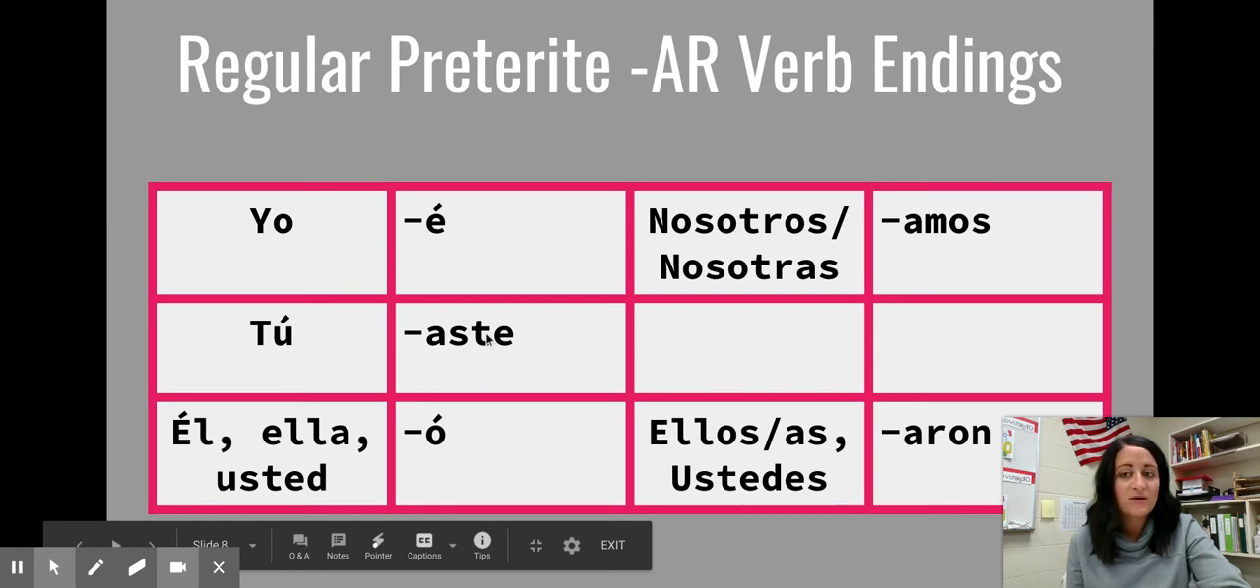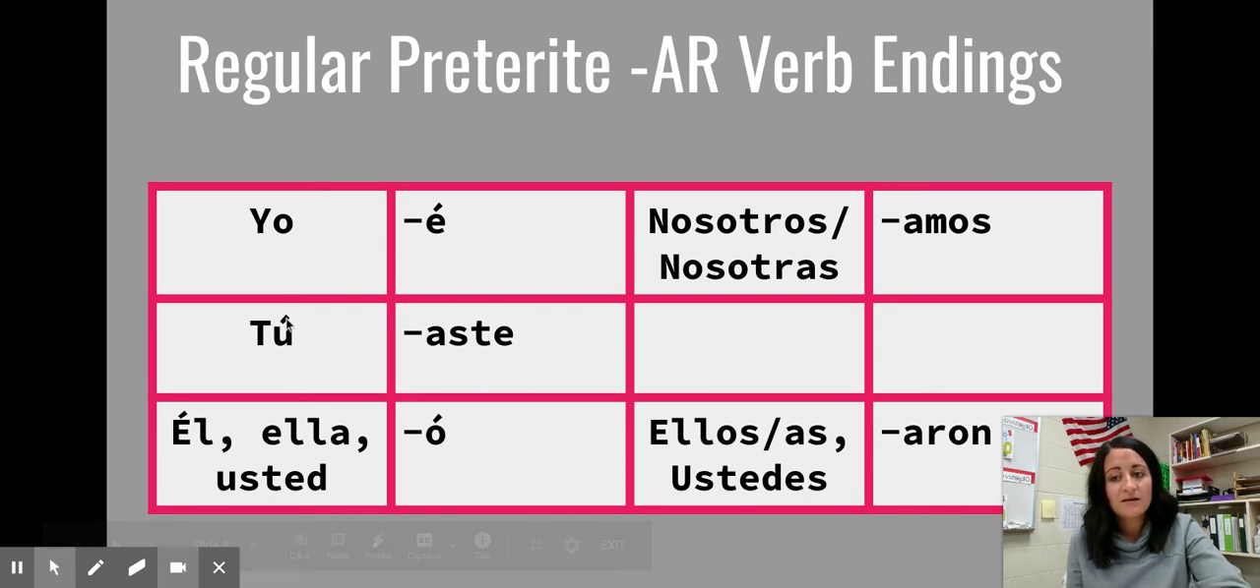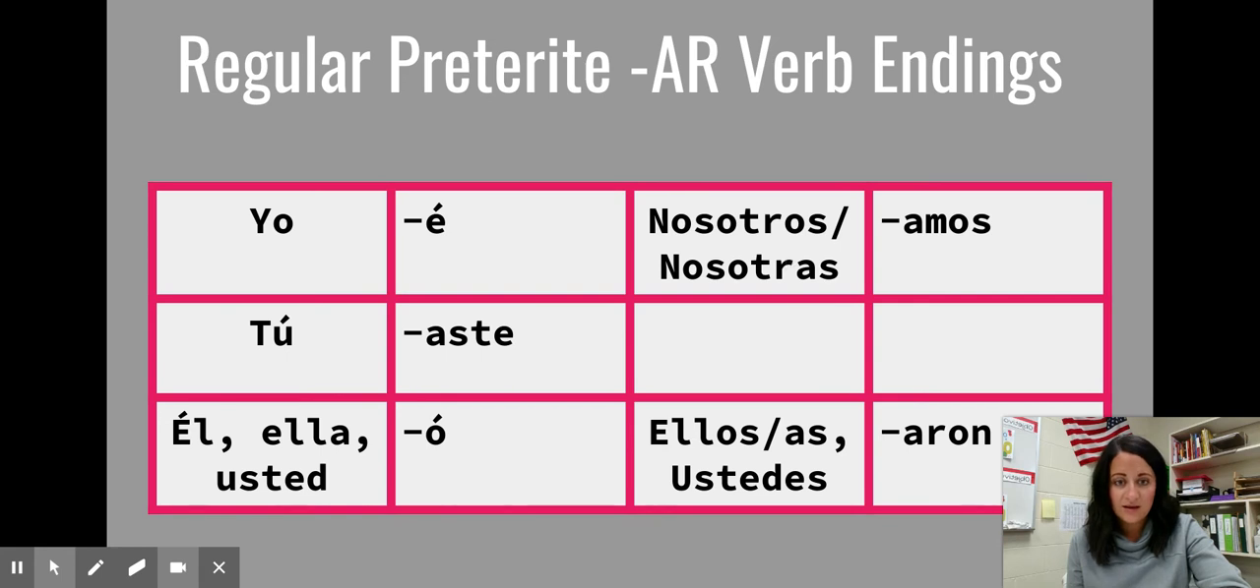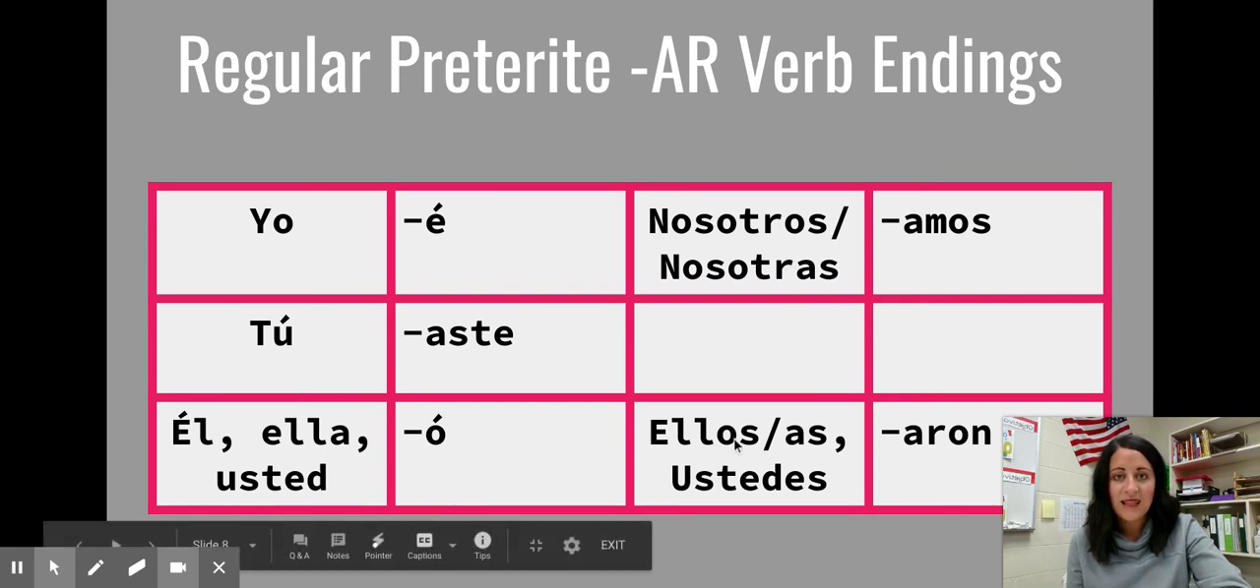A little side note, remember yo means I, tú is you, él, he, ella, she, usted, you formal, nosotros, we, ellos, they, and we'll see ellas here, right? That's just they, meaning the girls. And then ustedes means you all.